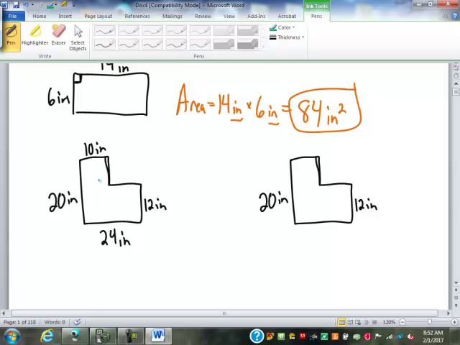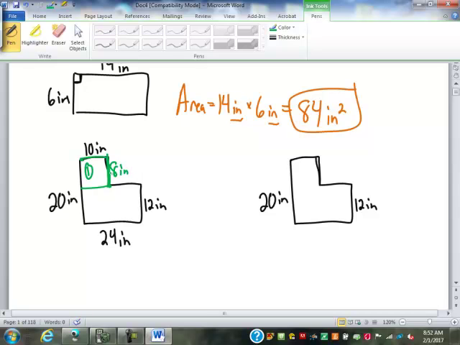The first way I could do is I could cut it into smaller pieces and add them together. So I could either cut it across here or I could cut it down here. Either one, it doesn't matter. So I'm going to cut it across here. This piece, I'm going to call piece 1, is 10 by, what's this dimension? 8 inches. Now I'm going to pause there.